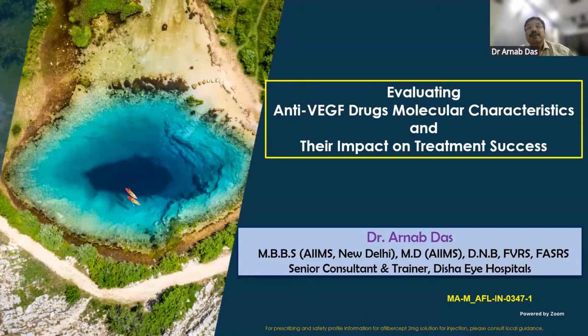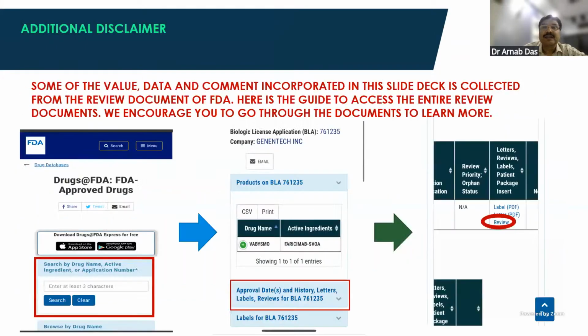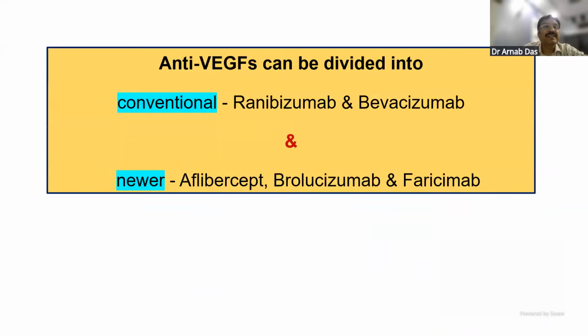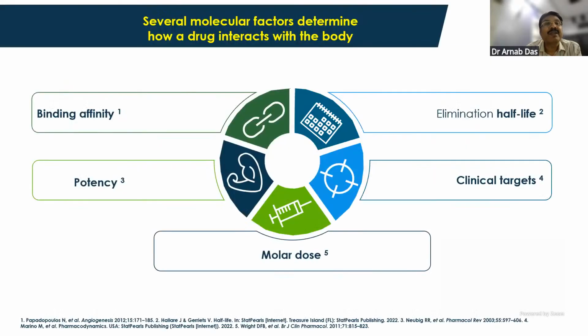Yeah, now it's moving. So as I was speaking, I'm to speak on evaluating anti-VEGF drug molecular characteristics and their impact on treatment success. Most of the slides have been provided by Bayer, but I have put in my own inputs. Anti-VEGFs can be divided into conventional ranibizumab and bevacizumab, and newer anti-VEGFs which are aflibercept, brolucizumab, and faricimab.